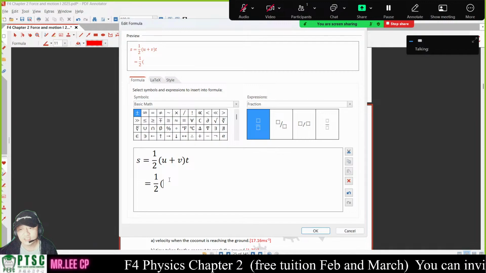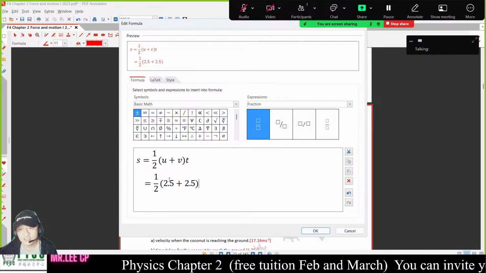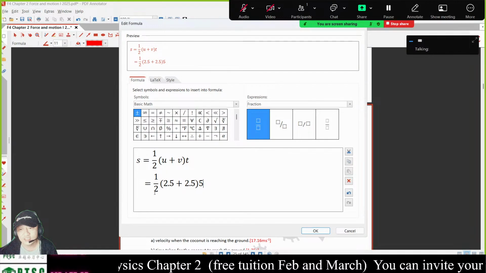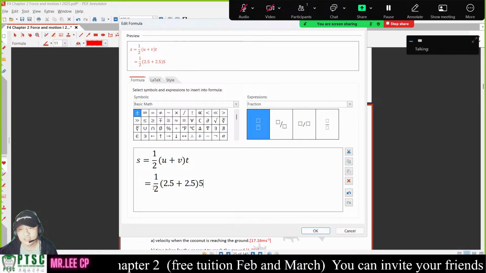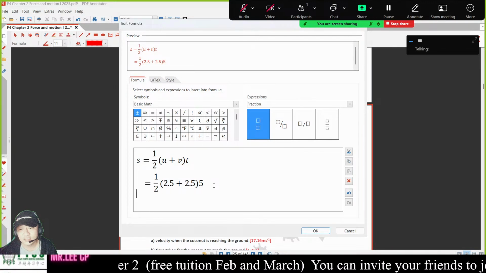Half of U plus V, so 2.5 plus 2.5, times T, in 5 seconds. So 2.5 plus 2.5 is 5. 5 times 5 is 25. 25 divided by 2 is 12.5.